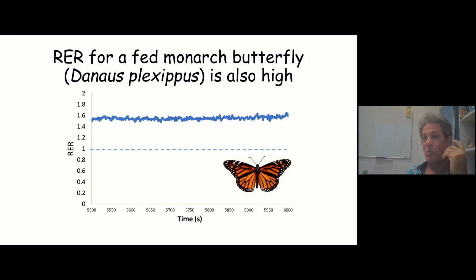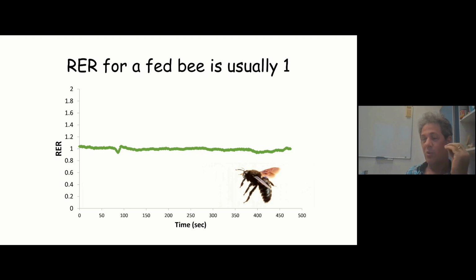We tested it also for a monarch butterfly, again a very high RER. And to be sure that we were doing the measurement right, we tested a bee. Bees always burn carbohydrates, and they should have an RER of 1. When we measured the bee, we found that our system worked properly and was calibrated, and we got a very high RER for the other animals.